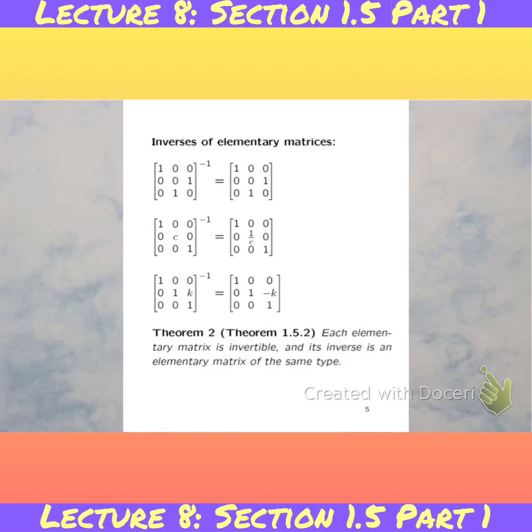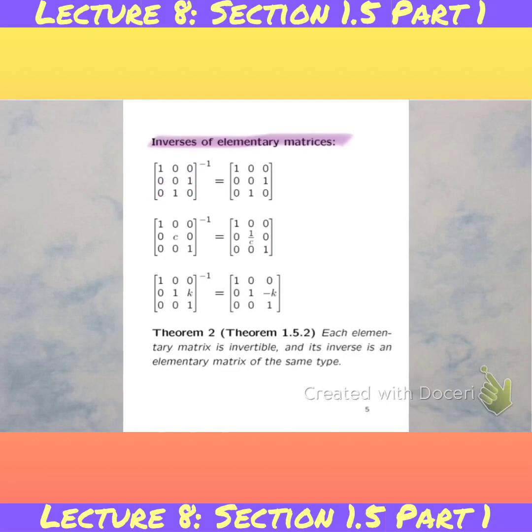Okay, let's look at the inverses of elementary matrices. Now it happens that you can calculate the inverse of an elementary matrix very easily. Let's look at the first example. The first example is an elementary matrix that we obtained from the identity matrix by switching the second and the third rows around. Now, the question now is, what is the inverse of this particular elementary matrix?